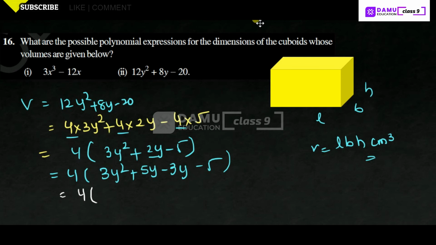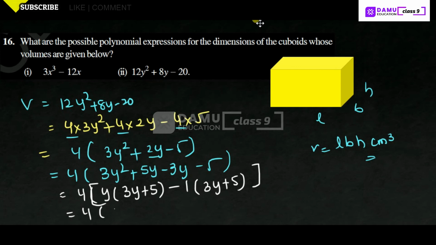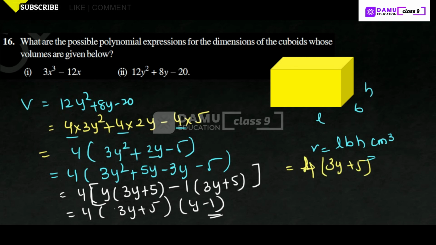So 4 into 3y square and 5y. What is the common here? You can take y as common. Then 3y will be there, then plus 5. Then you can take common minus 1 from the other part and 3y plus 5. So like this we can take common. Now 4 into 3y plus 5, taken common outside, then y minus 1. So we got the expression: 4 into 3y plus 5 into y minus 1. So this is LBH. Like that you can write.